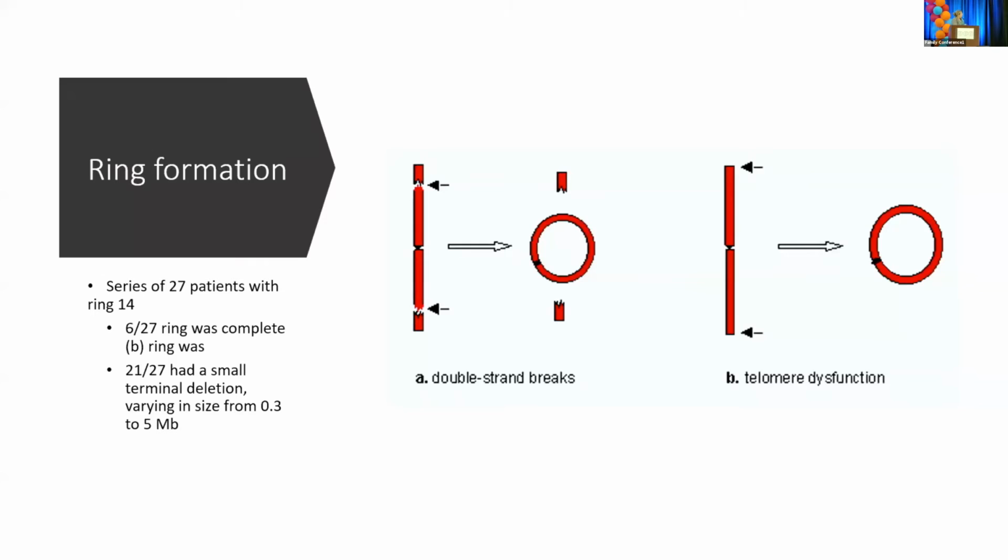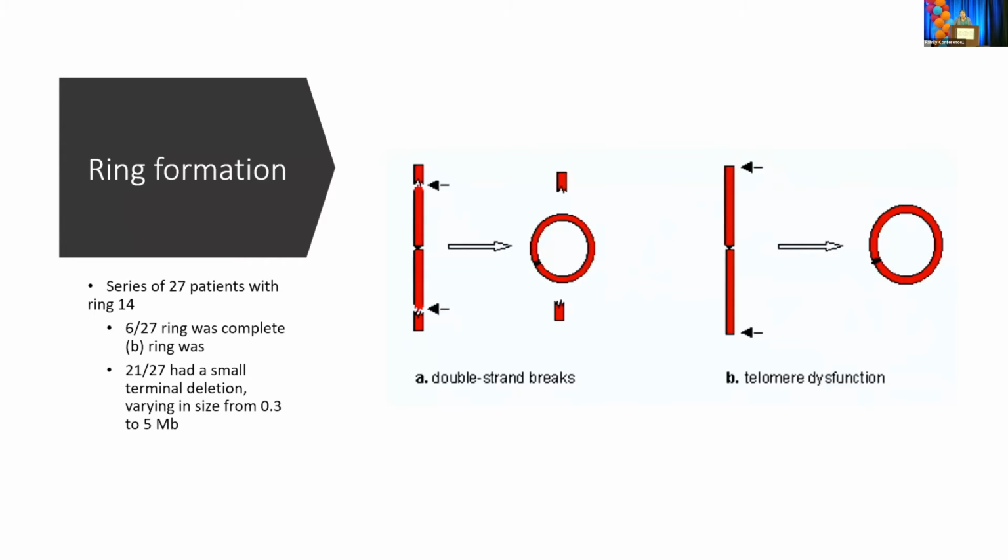a ring. The other thing that can happen is that your telomeres are at the end of your chromosomes and are very important for how we continue to replicate in our cells. And so you can also have these telomeres become unstable and form a ring. It's really important that you tend not to have missing material when you have this telomere dysfunction, versus the double strand breaks, where you can have deleted material as you see here.